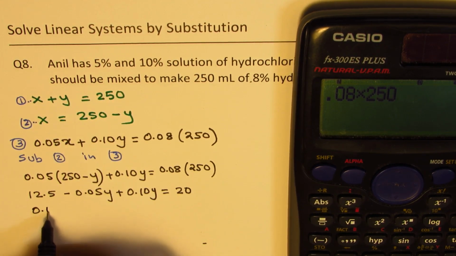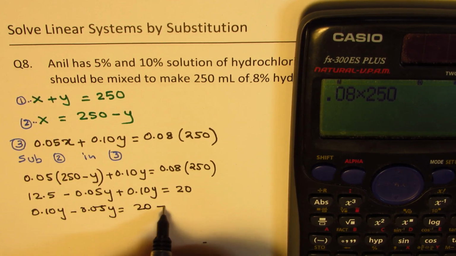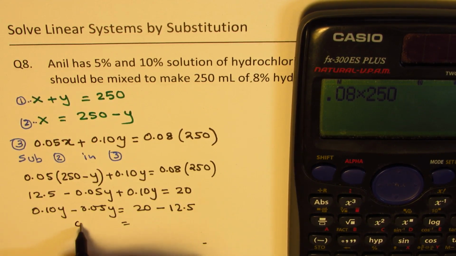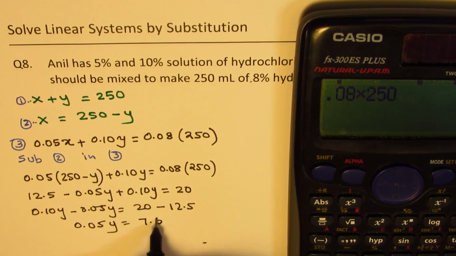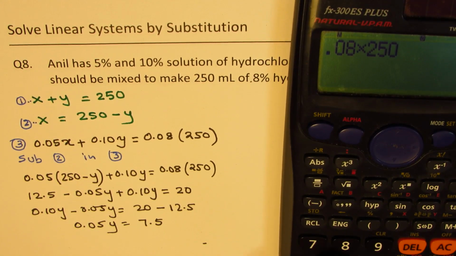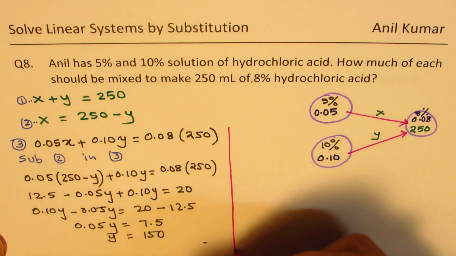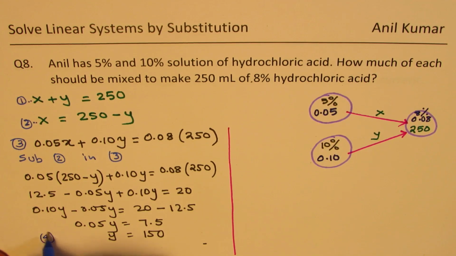Now we can combine the y terms and the constants. So we get 0.10y minus 0.05y equals 20 minus 12.5. Correct? So that is 0.05y, and this is equal to 7.5. Correct? So we can now divide 7.5 by 0.05 to get 150 as the y value. Is that clear to you, right? So we get y equals 150. Let me call this equation 4.